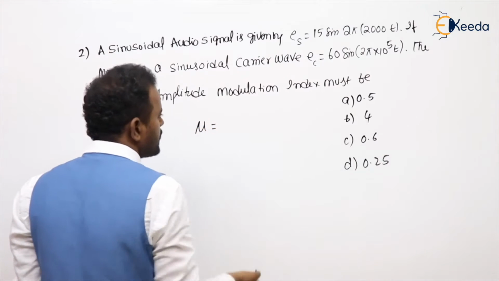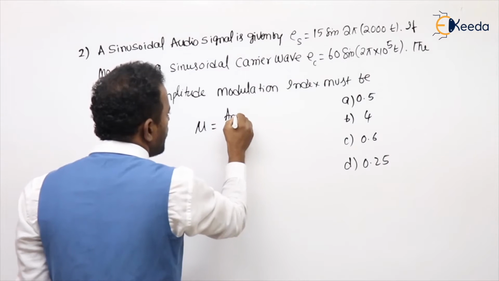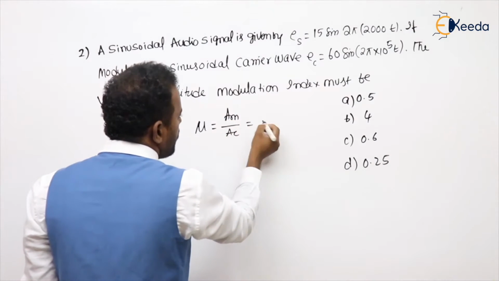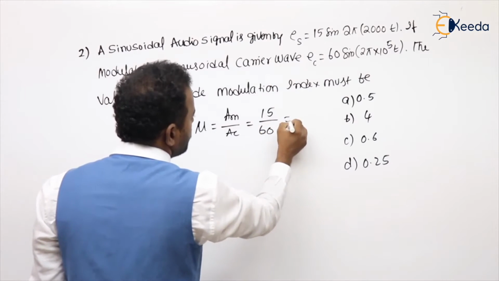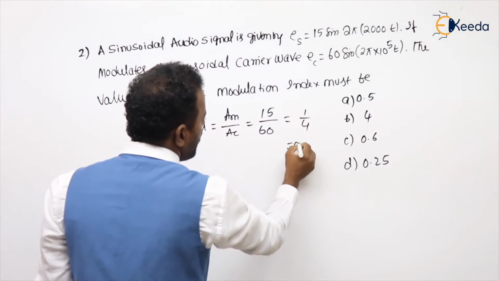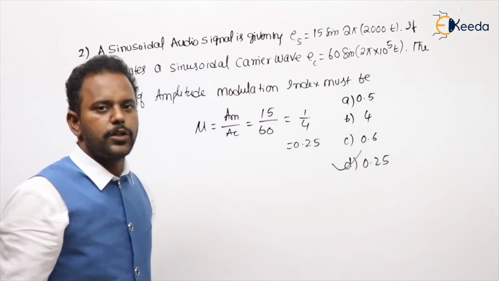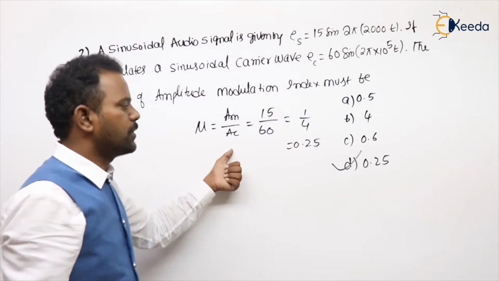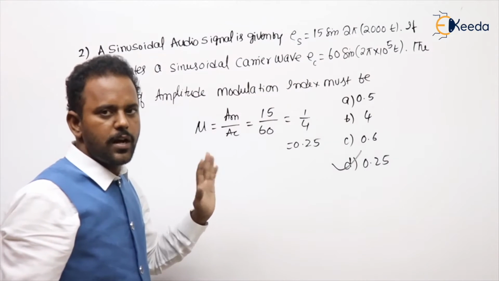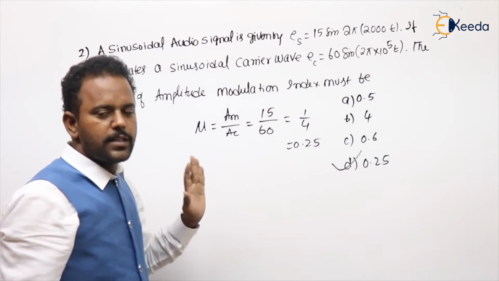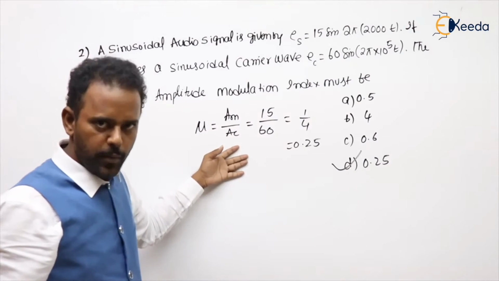There are two practical methods I told, and here they given message and carrier, so AM by AC. What is the AM value here? 15. AC value 60. So 1 by 4, so 0.25. This is also a previous engineering service examination question, objective question for 2 marks. See, all questions are not tough. At least 30 to 40% of questions are like the same, directly based on the formulas.